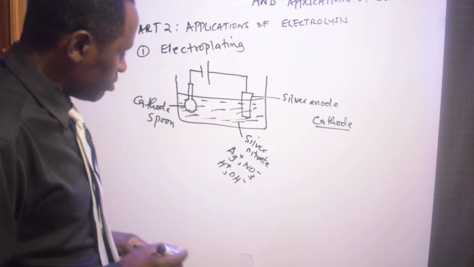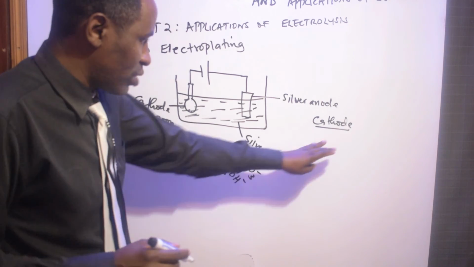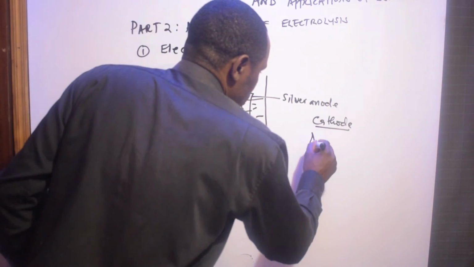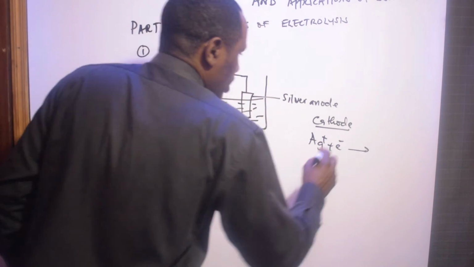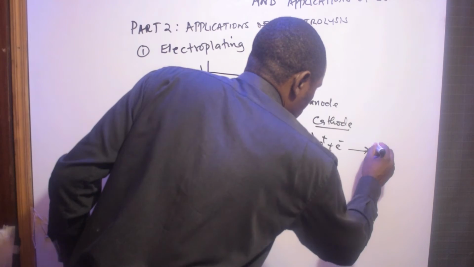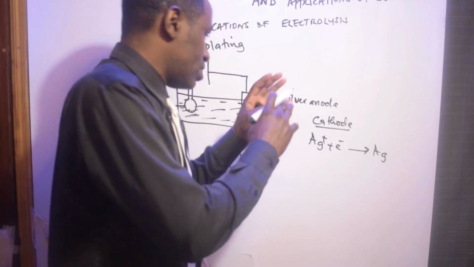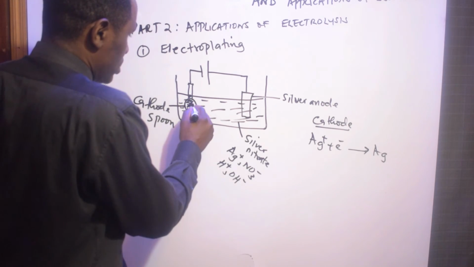Now the silver ions and hydrogen ions, of course, will be attracted to the cathode. Now when they get to the cathode here, silver ions have the highest tendency, look at that. Silver ions have the highest tendency to gain electrons, and therefore will gain electrons and form silver metal, and therefore the silver metal now will be able to form on the surface of my spoon.